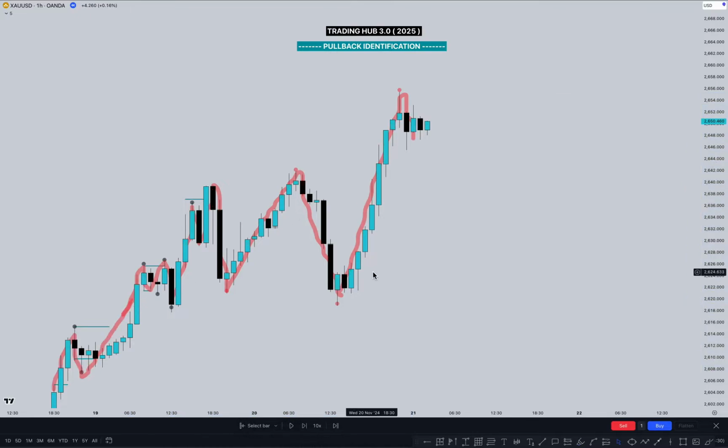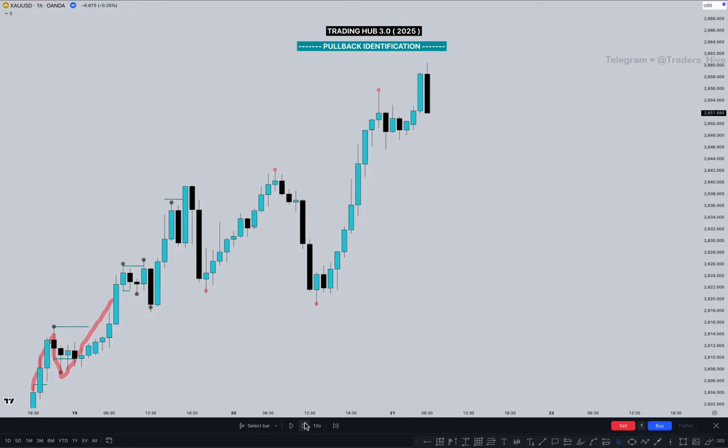Okay, so I hope you understand what I'm trying to explain here. This is important for you while you are starting to mark valid pullback identification. After this you can easily spot our structure, because structure is completely based on pullback identification. After that you can easily spot our area, the point where you are looking to buy and sell, taking out the inducement. So many things depend only on the valid pullback. So let's see what happens next here.